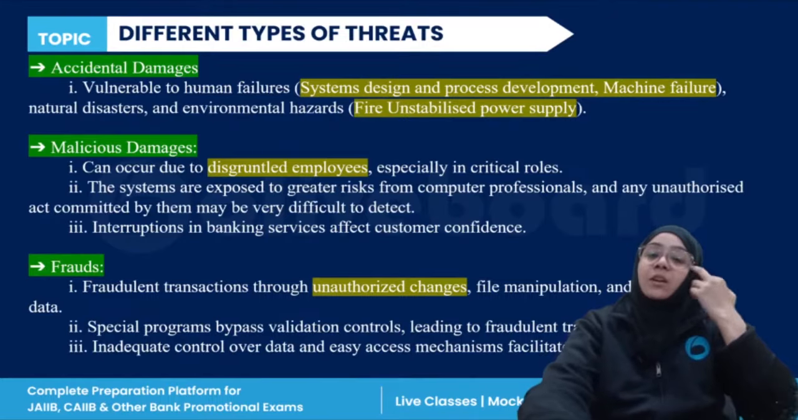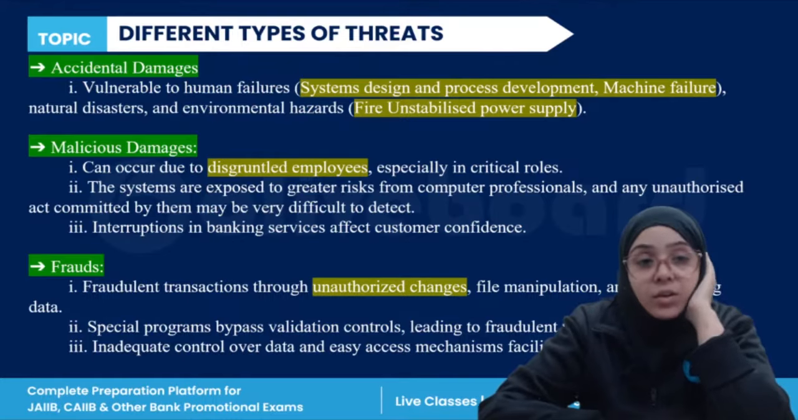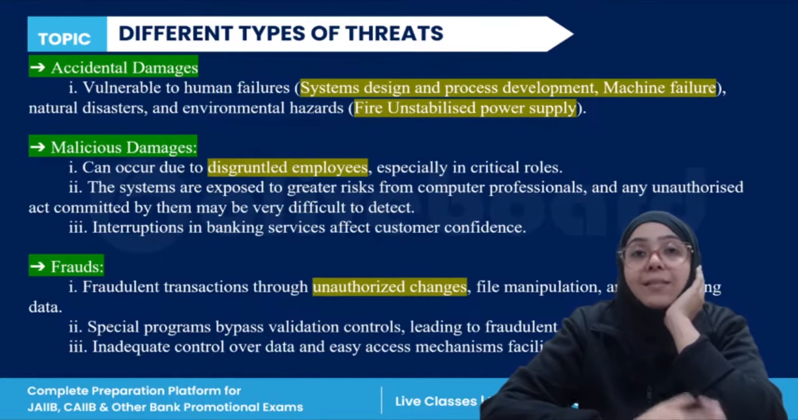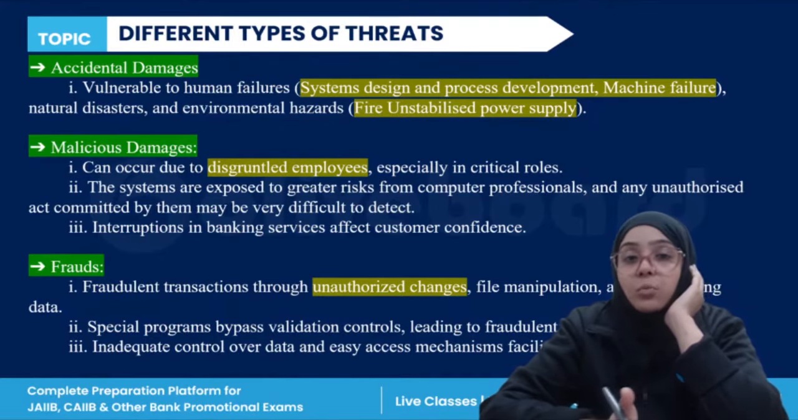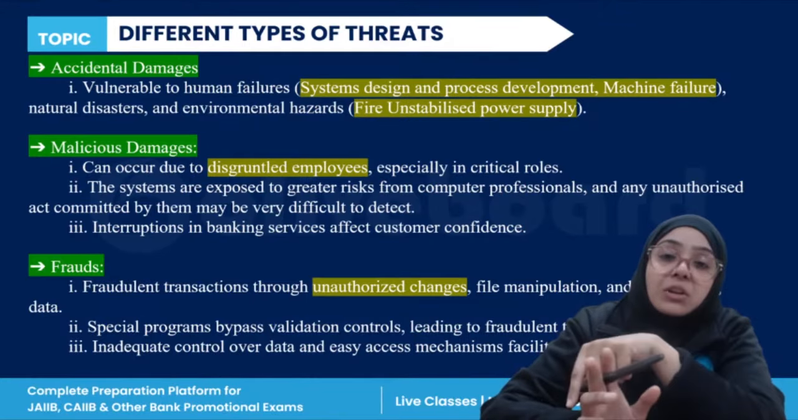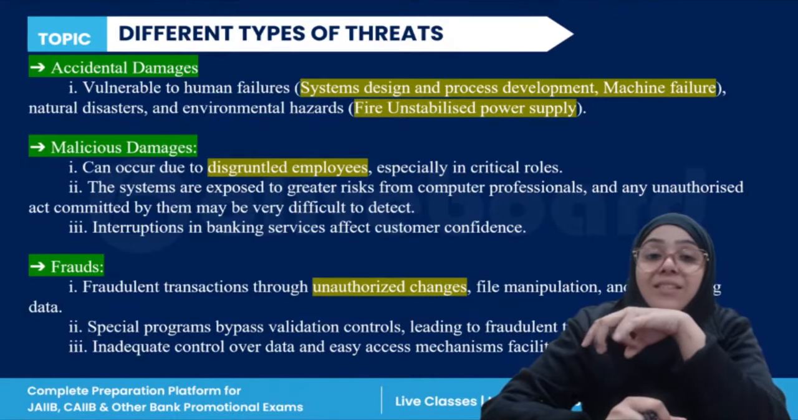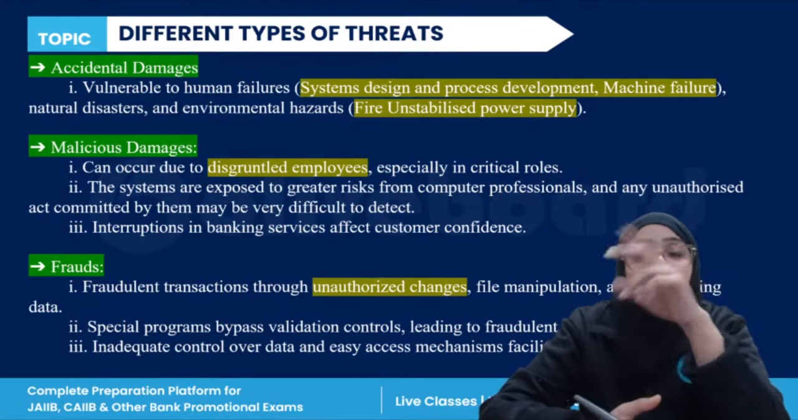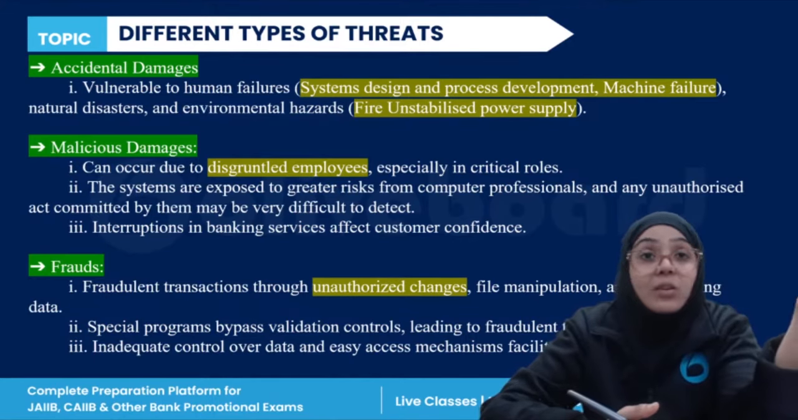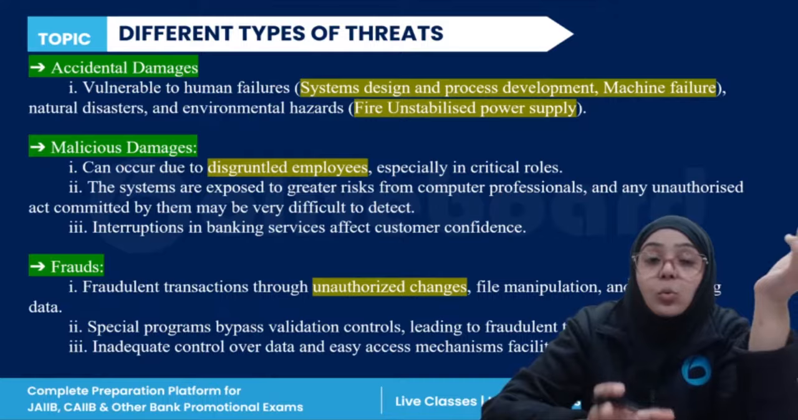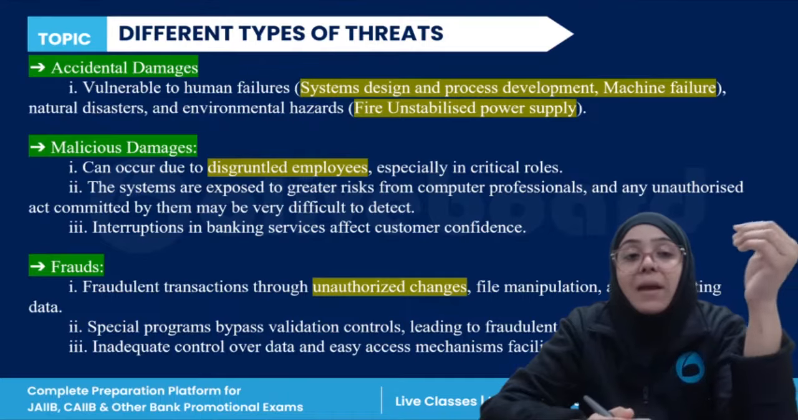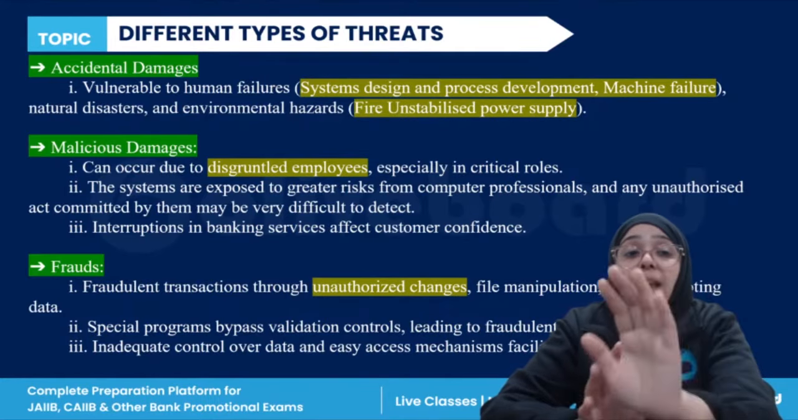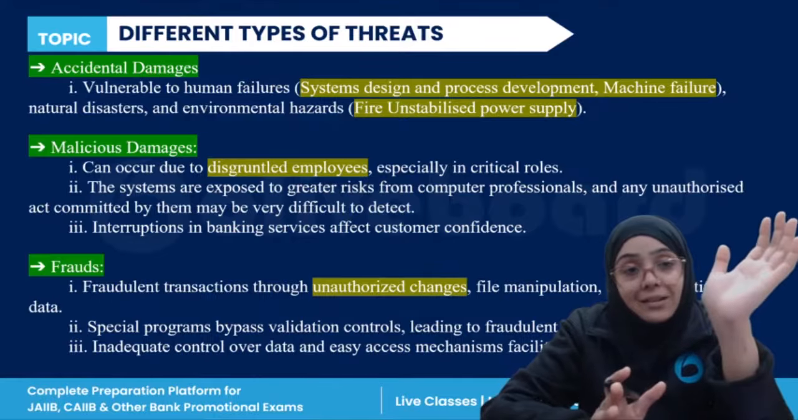Next, if we talk about the different types of threats, what are they? First of all, vulnerability to human failure, right? So accidental damages are there, which are due to human failure. It can be any type of machine failure, process development, system design, anything; natural disaster, as well as environmental disasters, like an unstabilized power supply due to which you lose data, or a fire outbreak due to which the system has been finished, right? So accidental damage is due to human failure, natural disaster, or environmental hazards, right?